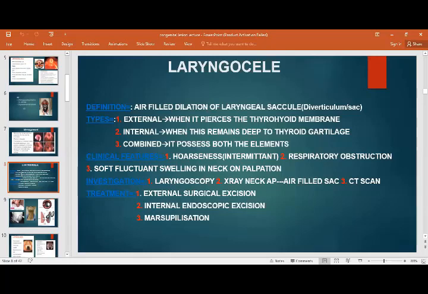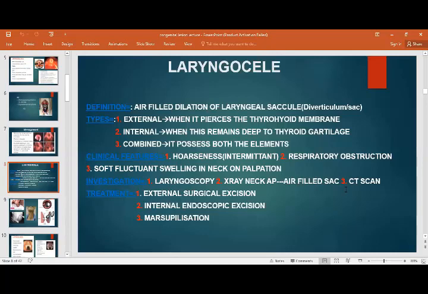Then we will go for the investigations, radiological investigations. Of course, in all these cases, we will go for X-ray neck, AP and lateral view, so we can easily visualize the position of the larynx as well as its relation with the pharynx and all the openings. So when we order an X-ray neck AP, we will see that there is an air-filled sac present in it.